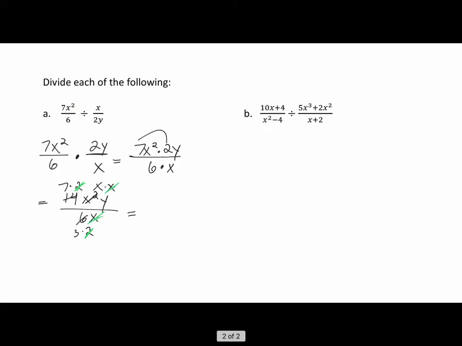So let's see what's left in the numerator. 7 times x times y. And do be careful because sometimes we lose factors here. And in the denominator 3. So that will be the simplified quotient there.